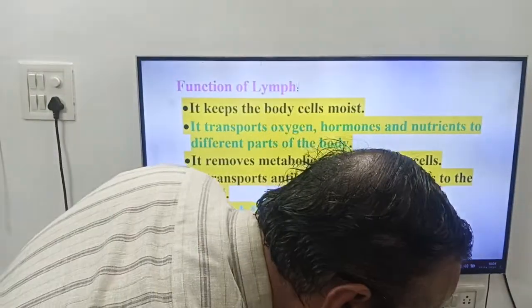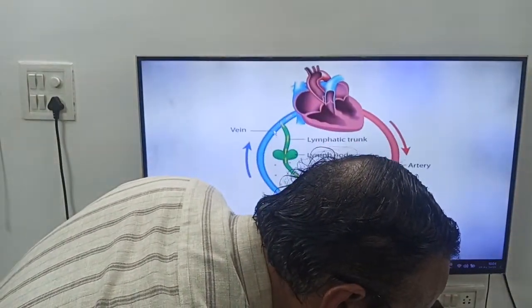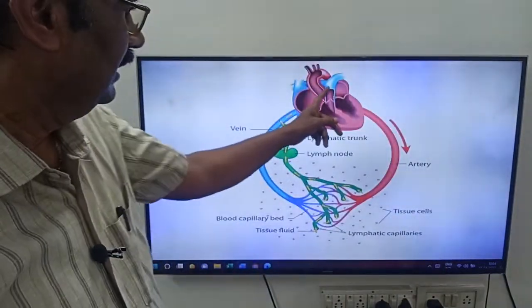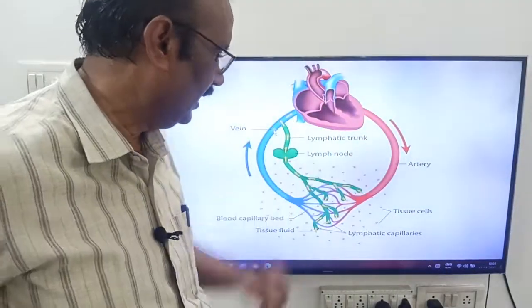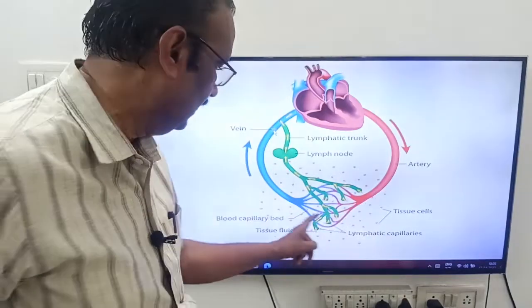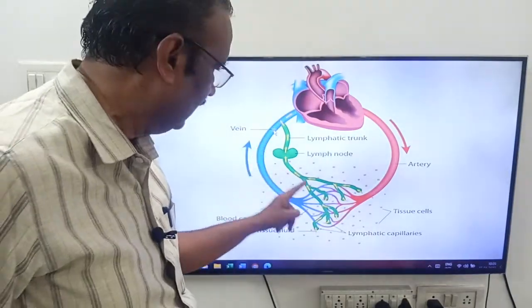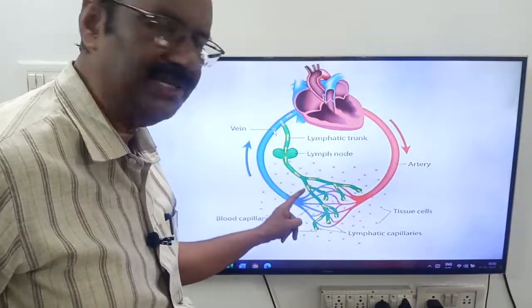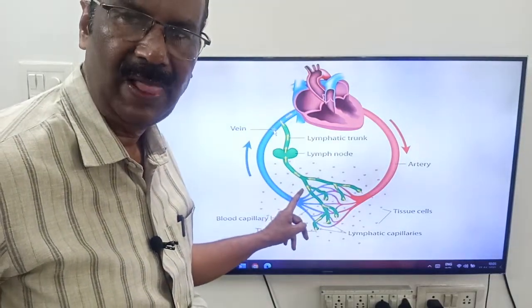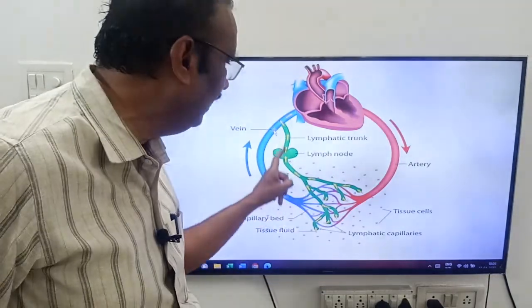Okay, friends. Now you see. This is the heart. This is the artery. The reddish one is the artery, friends. This is the vein, the bluish one. This greenish one is what, friends? Lymphatic system. This is the accessory route. In this only lymph travels.